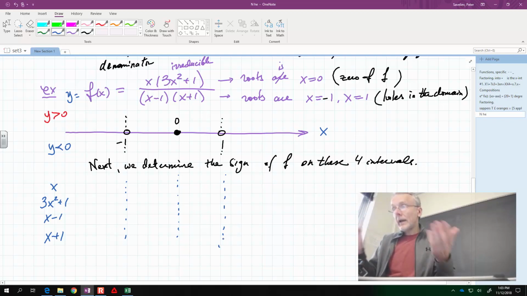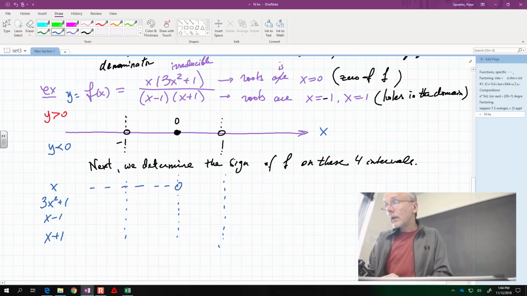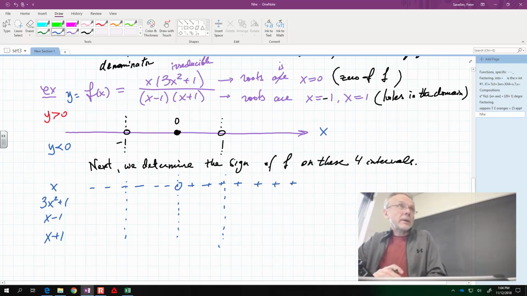Okay, so x, what do we know about x? It is a function. All of these are polynomials. We know everything there is to know about them. So it's x, a graph like this. It starts negative. It hits 0 at 0, and then it becomes positive. Okay, so that's simple.